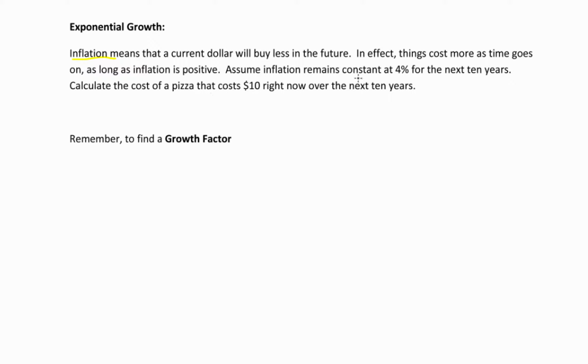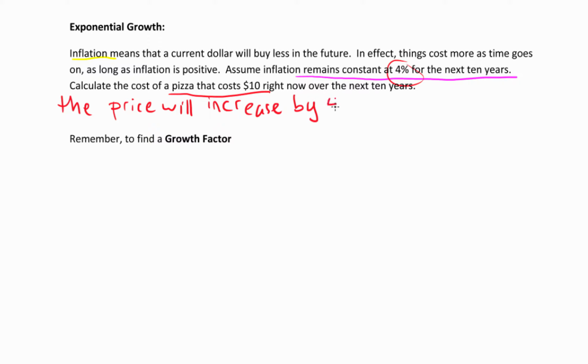So what we're going to do is assume that inflation remains constant at 4% for the next 10 years. And we're going to look at a simple item right now. We're going to look at a pizza that costs $10 right now. So right now at $10, inflation is 4%, so that means the price will increase by 4% every year.